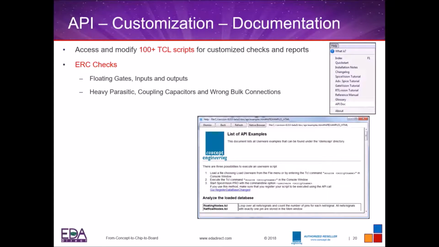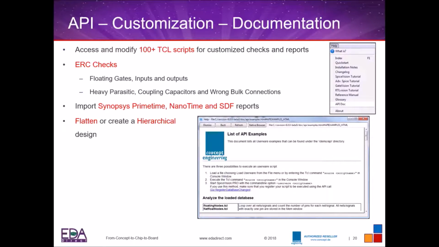So some of the scripts, for example, you're trying to perform electronic rule checking type of scripts. You want to find floating gates, inputs or outputs, or coupling capacitors in a heavy parasitic design. We also have the ability to import and annotate Synopsys PrimeTime timing information on a netlist. We can flatten and create hierarchical designs, as long as you know the hierarchical separation character, we can do that.